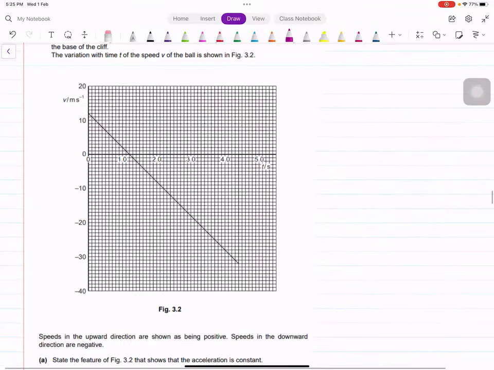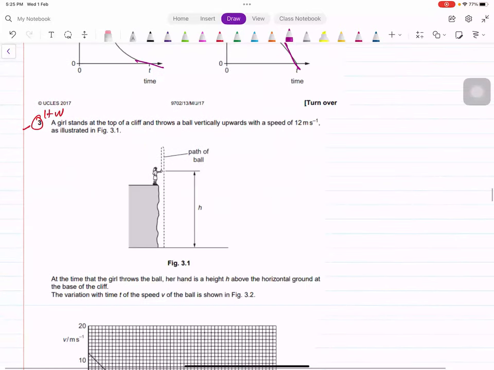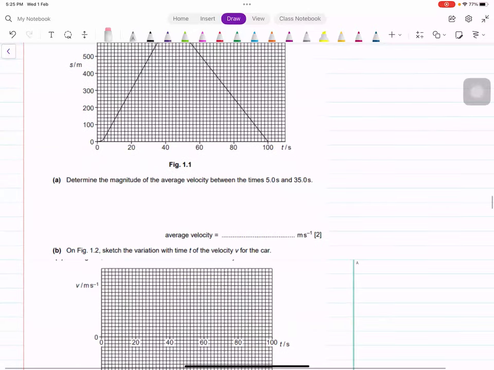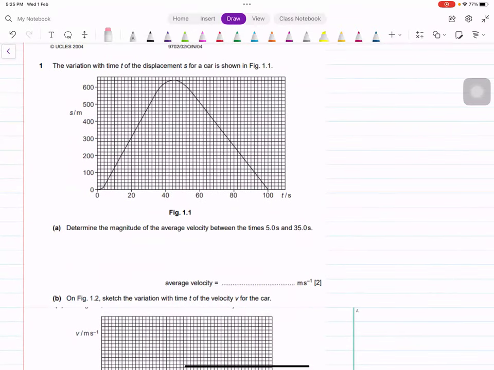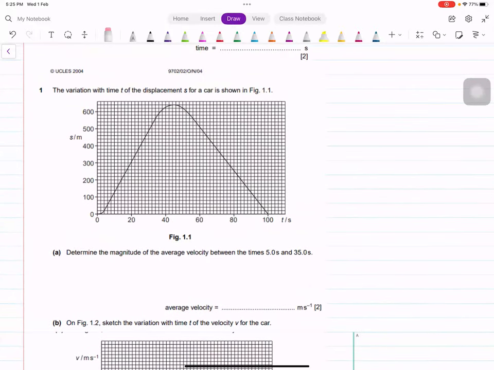Sir, see question number one and the last graph where we had to draw a graph. This one? No, the next one. Yeah, this graph. We have to sketch this graph. Okay. So what do you want to do? You want me to help you with the graph? Yes. So let's do it fully anyway.